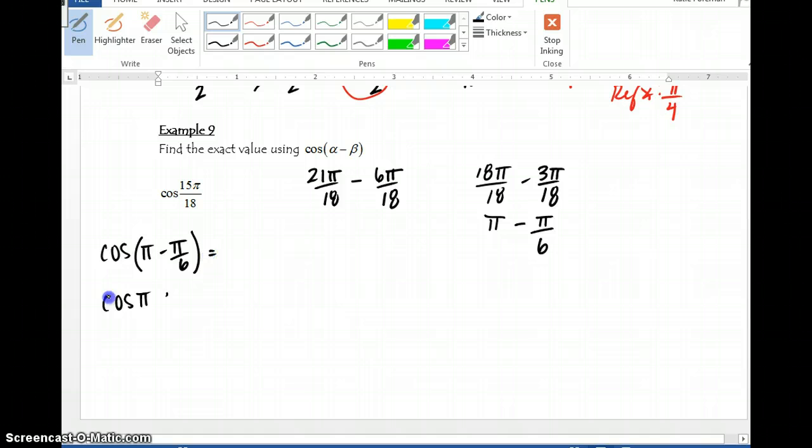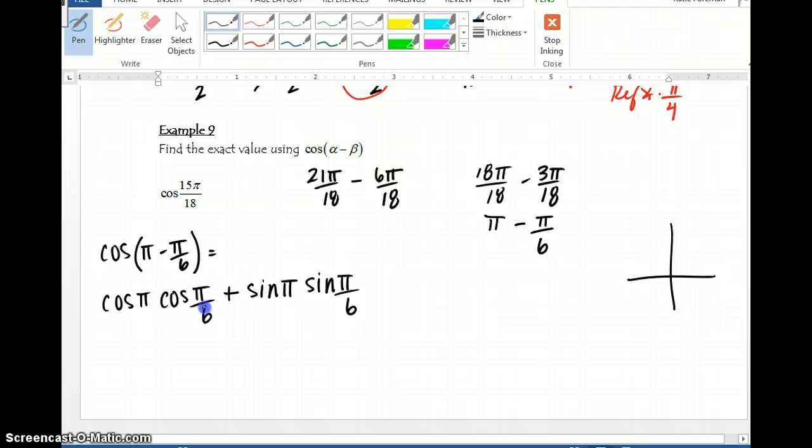Cosine of the first angle measure, cosine of the second angle measure. Change the operation. Sine of the first angle measure times sine of the second angle measure. Pi is up here on the unit circle. Coordinates are 0, 1. So the cosine of pi is 0. Cosine of pi over 6 is square root of 3 over 2. Sine of pi is 1. Sine of pi over 6 is a half. So this reduces to a half.